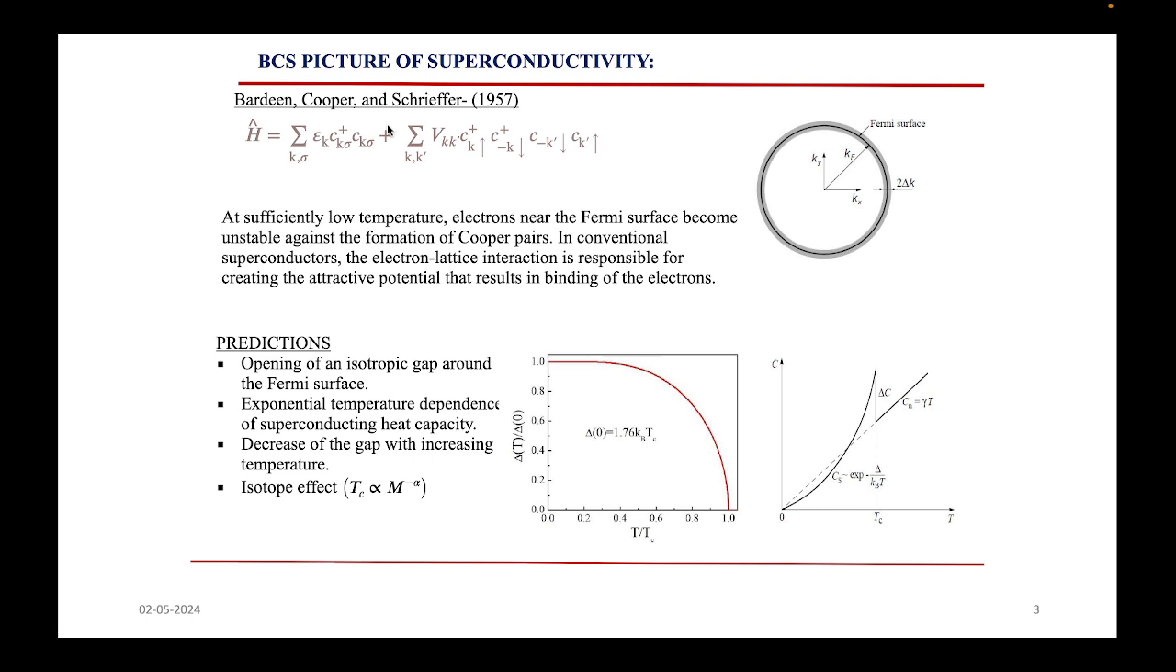There is another important thing, that is the decrease of the gap with increasing temperature. As you increase the temperature, the superconducting gap decreases. It means that you need less energy to break a Cooper pair. Another important thing is the isotope effect, which says that the critical temperature is proportional to M raised to the power minus alpha, where M is the mass of the lattice ion. This shows that the lattice actually participates in the phenomenon of superconductivity.